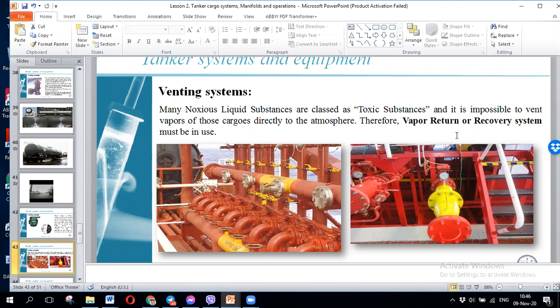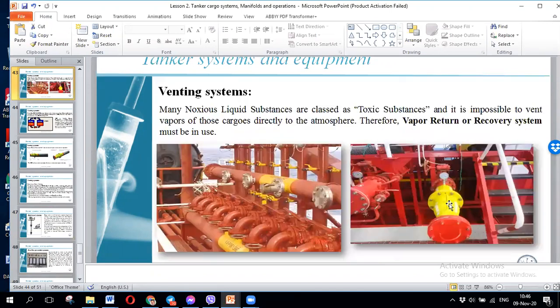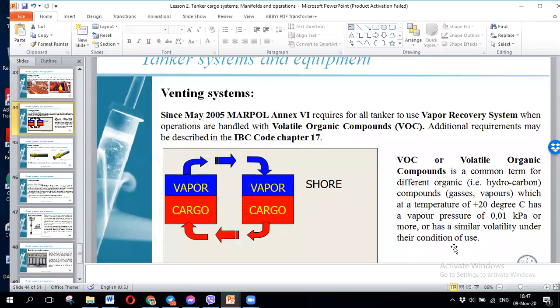What is the vapor return or recovery system? It is always painted yellow and red. Here is how it works. You load through the cargo manifold here, and here is the cargo manifold. The cargo is going inside the cargo tank and the gas returns from the yellow manifold.